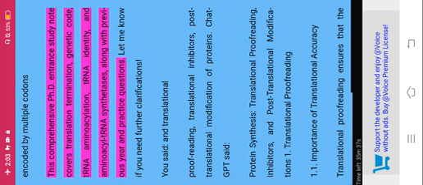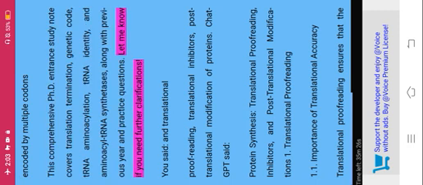This comprehensive PhD entrance study note covers translation termination, genetic code, tRNA aminoacylation, tRNA identity, and aminoacyl tRNA synthetases, along with previous year and practice questions. Let me know if you need further clarifications.